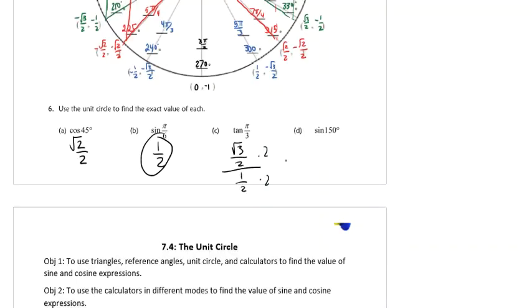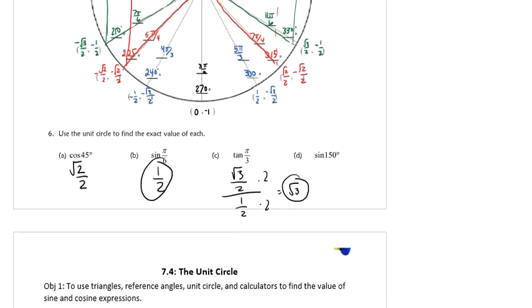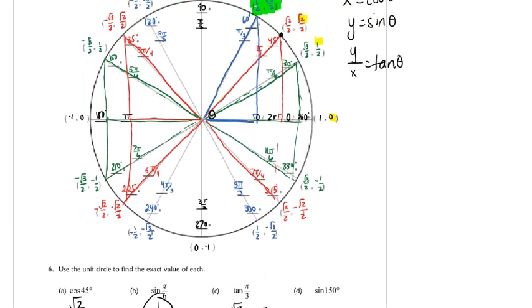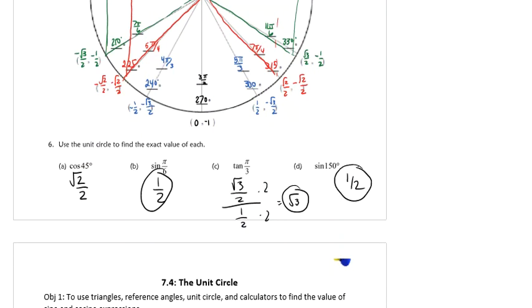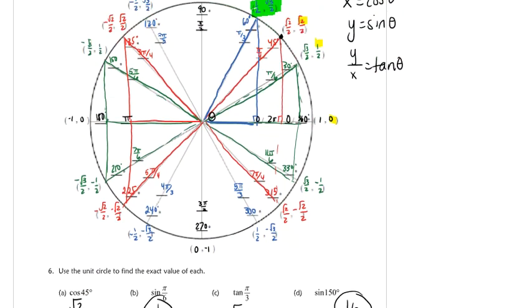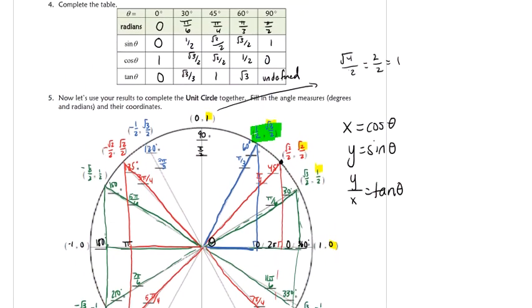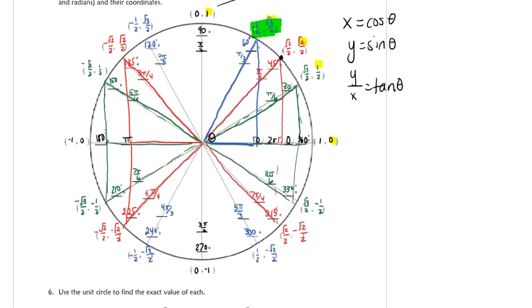Multiply top and bottom by 2. Comes out as root 3 over 1, which is just root 3. And sine of 150. So I'm going to go to 150. The y value is 1/2. Okay. So again, that was one of the pages out of our investigation, but I wanted to make sure we knew the unit circle and saw those patterns develop.